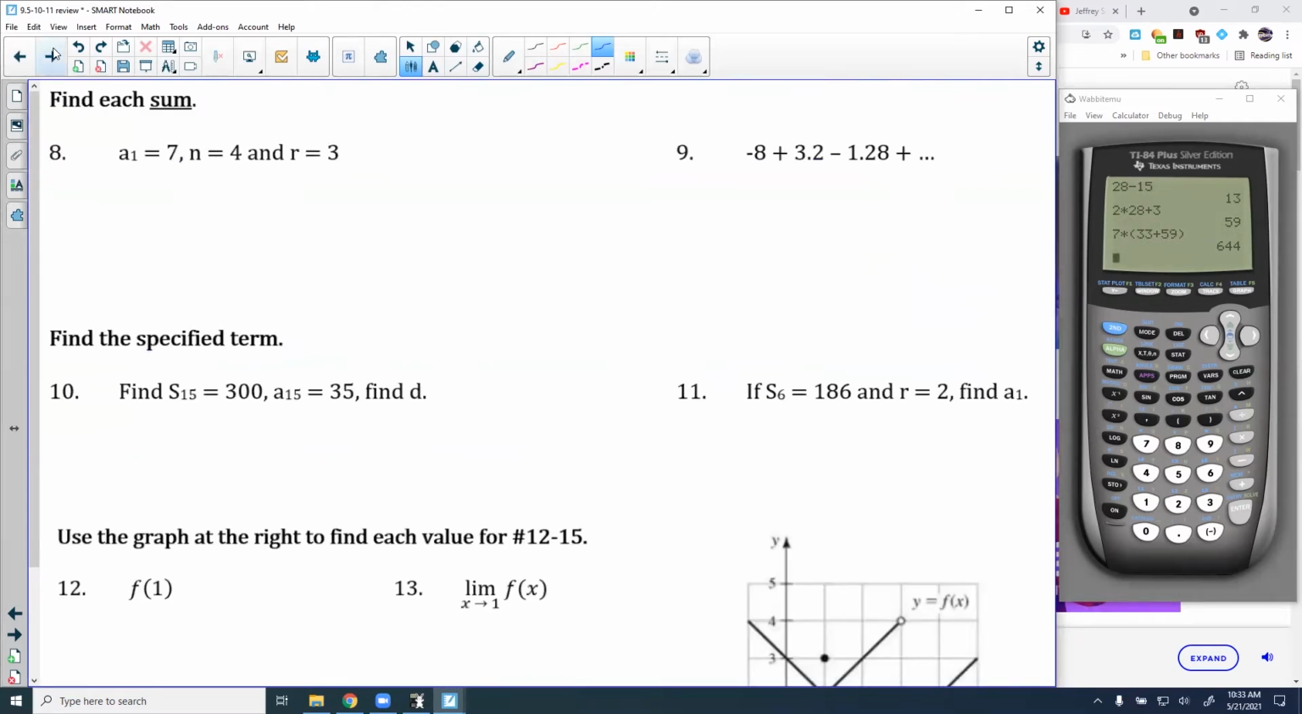Find each sum. A sub 1 is 7, n is 4, r is 3. Well, this is going to be geometric. So find a sub 1, 4 terms. So s sub 4 is equal to a sub 1 times 1 minus r to the n over 1 minus r. 7 times 1 minus 3 to the 4th. And we'll divide that by -2. So 280.